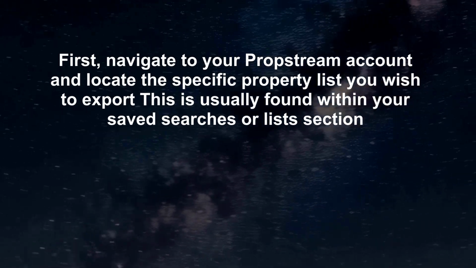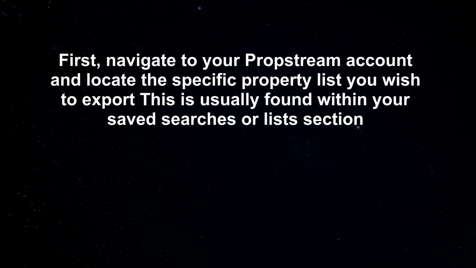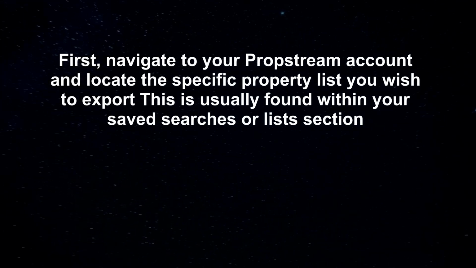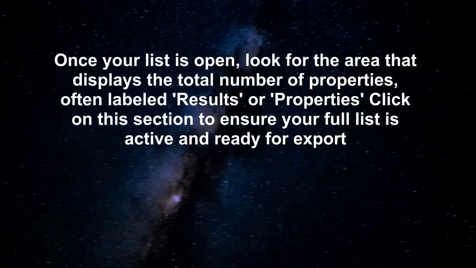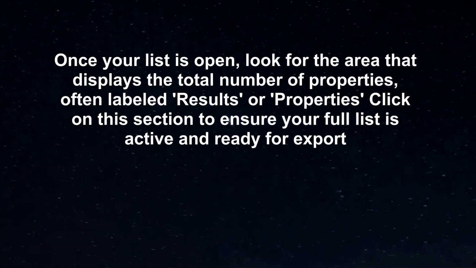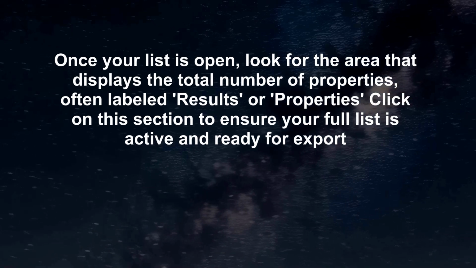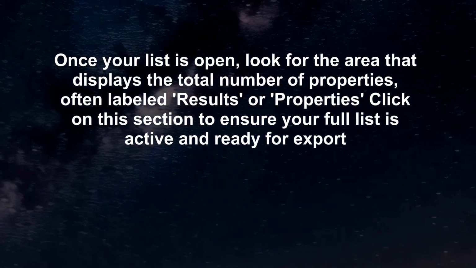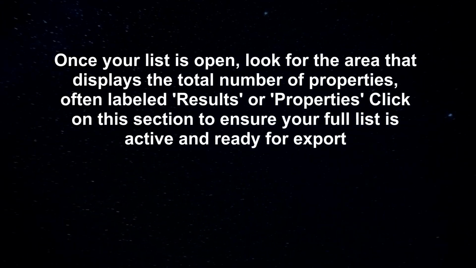First, navigate to your Propstream account and locate the specific property list you wish to export. This is usually found within your saved searches or lists section. Once your list is open, look for the area that displays the total number of properties, often labeled results or properties. Click on this section to ensure your full list is active and ready for export.